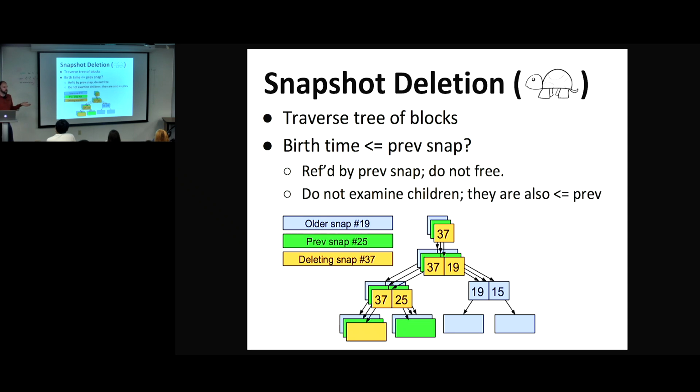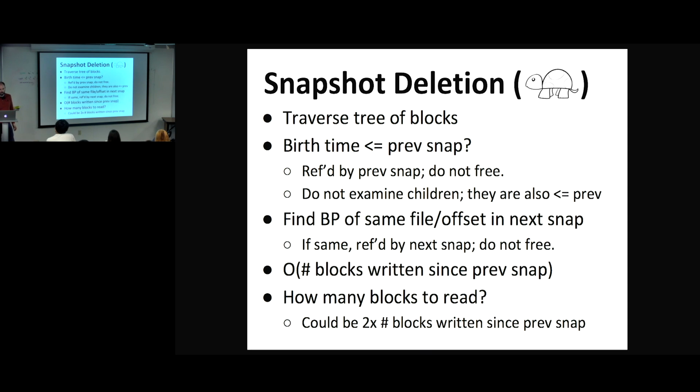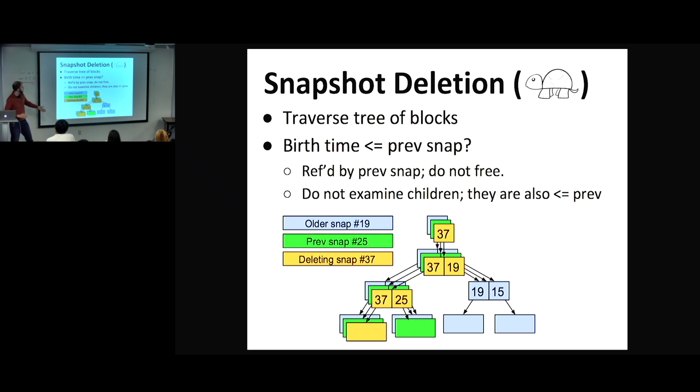But we still need to figure out if the block is referenced by the next snapshot. To do that, we can just read the same object, from the same file and offset in the next snapshot and see, is this block pointer identical to the one that I have? If so, it references it. If not, then it doesn't reference it. So this algorithm is proportional to the number of blocks that were written since the previous snapshot, because that's going to tell us how many of these indirect blocks we need to read.